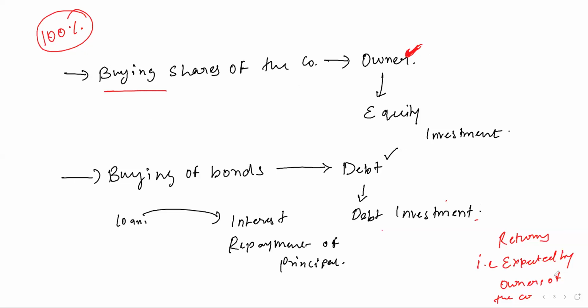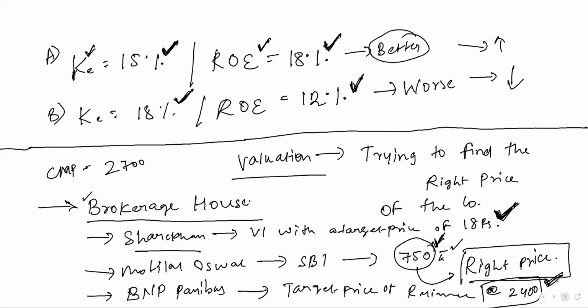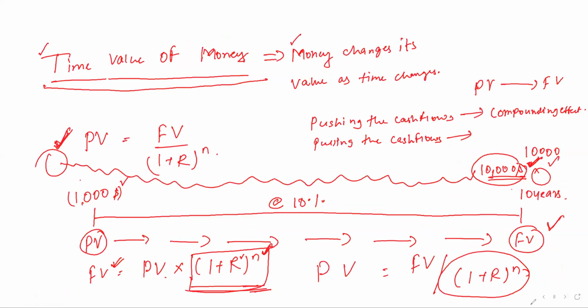So for equity shareholders, it is cost of equity, and for debt holders, it is cost of debt. Then we saw the concept of intrinsic value, what we feel is the right price of the company. To find this right price, there are two broad approaches: the free cash flow approach and the relative valuation approach. The relative valuation approach is based on ratio analysis. The free cash flow approach is based on discounted cash flow valuation, which is basically an application of time value of money. Moving forward, we saw how we can compound and discount. How can we calculate the future value of something present in today's value terms? How can we get today's value of something that is expected in the future?